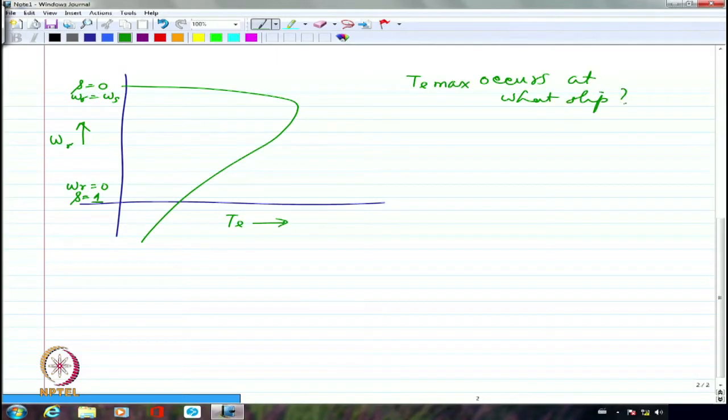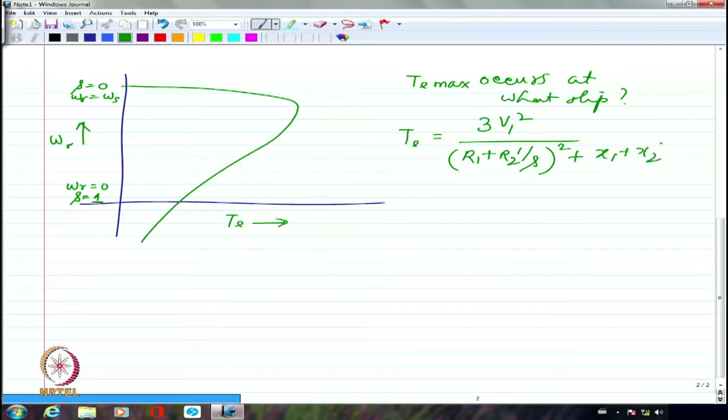So we had an expression for TE. Let me write it all over again. 3V1 square divided by R1 plus R2 dash by S the whole square plus X1 plus X2 dash the whole square, R2 dash divided by S omega S. This is what we wrote as the torque expression.